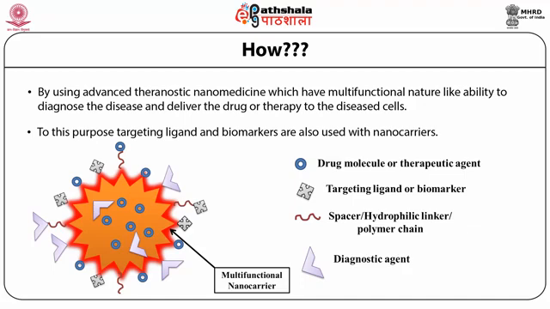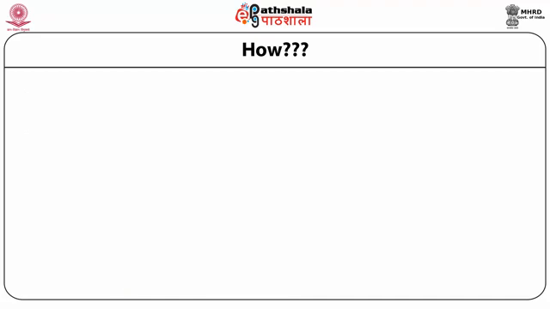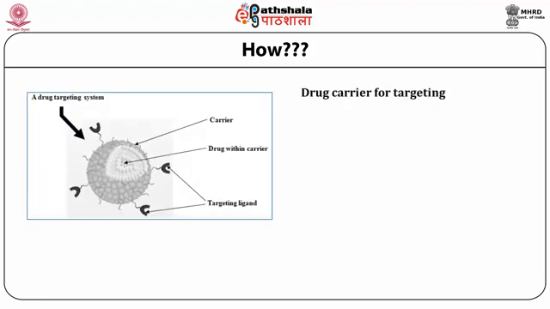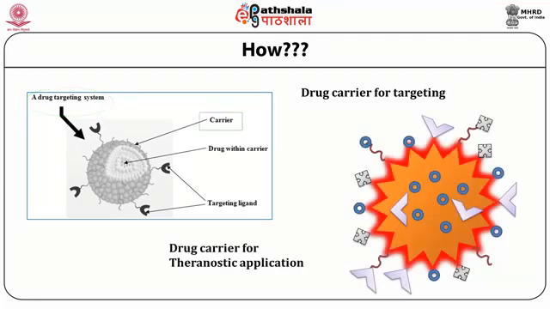In this slide, I am giving you the comparison of a drug carrier system for targeting only and a drug carrier system for the theranostic application. For targeting, there are only three important things: there should be one carrier, a therapeutic agent or drug within the carrier, and the targeting ligand.